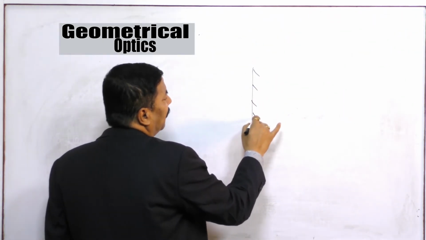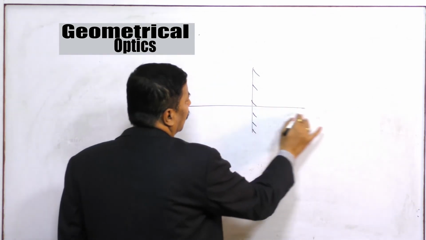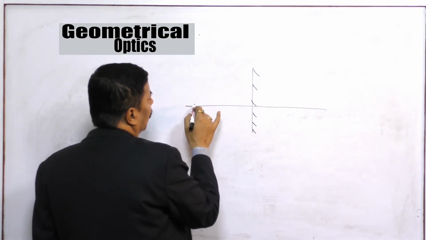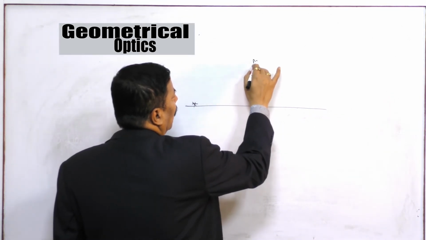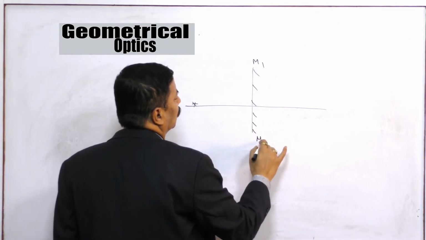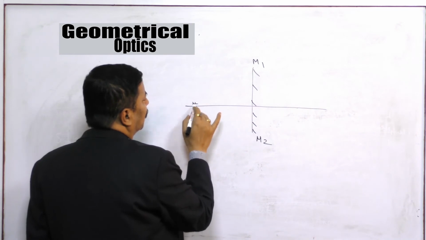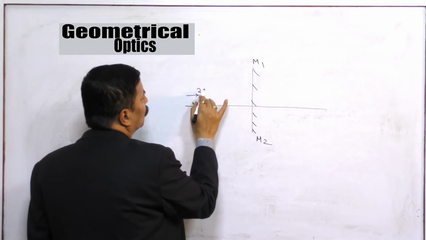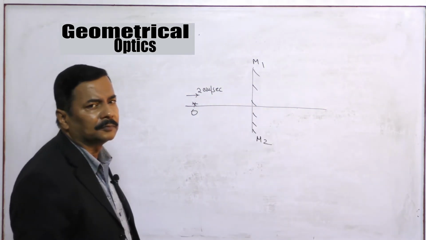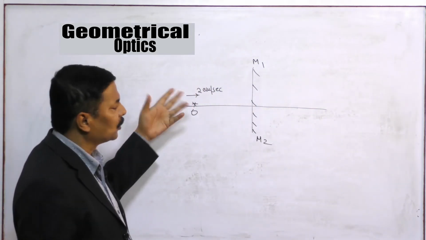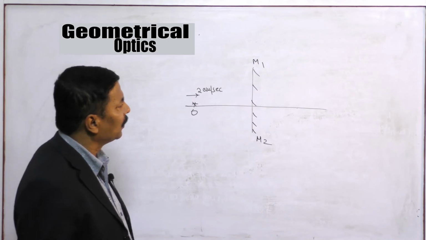Suppose here is a plane mirror, M1, M2. Here is the object. This object is moving with 2 centimeters per second towards the plane mirror. You can take it on this side also, no matter, it makes no difference.